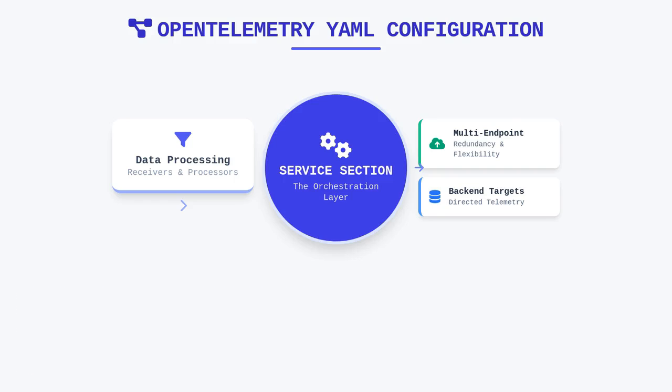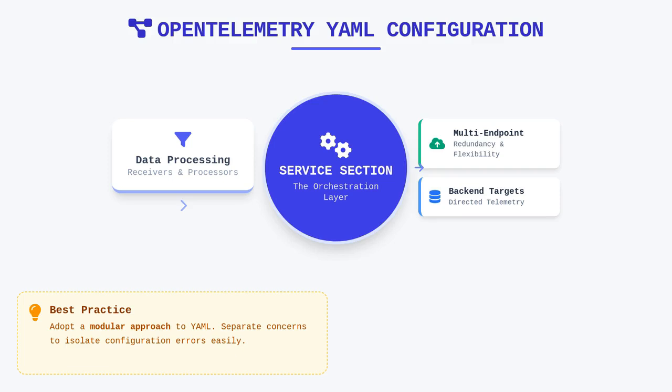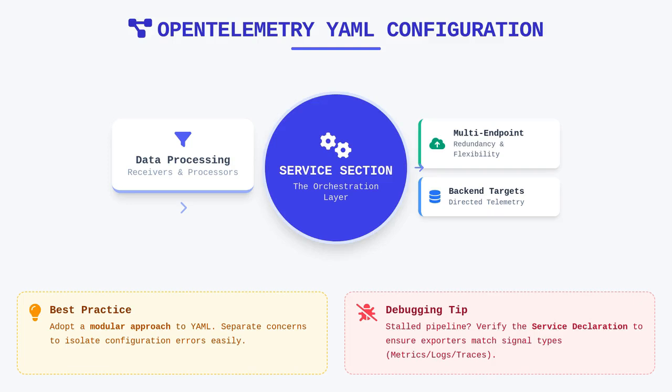Because this structure is so rigid, I strongly recommend that you adopt a clean, modular approach to your YAML files, separating concerns where possible so that configuration errors are easier to isolate. As you gain more experience, you will see that debugging a stalled pipeline often starts with checking these service declarations to ensure that the expected exporter is actually mapped to the data type you are trying to transmit.